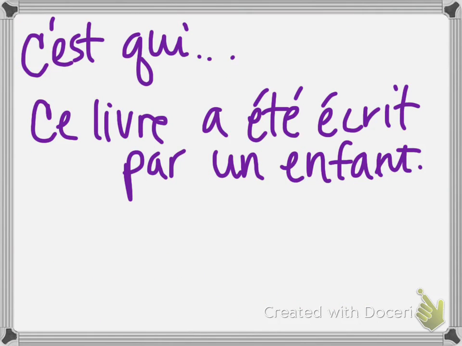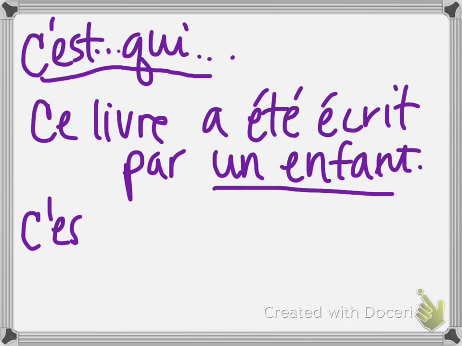So as I've said, we shouldn't use the passive voice if it's possible to avoid it. So now I'm going to give you 2 ways that we can avoid using the passive voice if necessary. So if we look at this sentence, ce livre a été écrit par un enfant, we can use the expression c'est qui to get rid of the passive voice. So we take un enfant, that's who is doing it. So c'est un enfant.